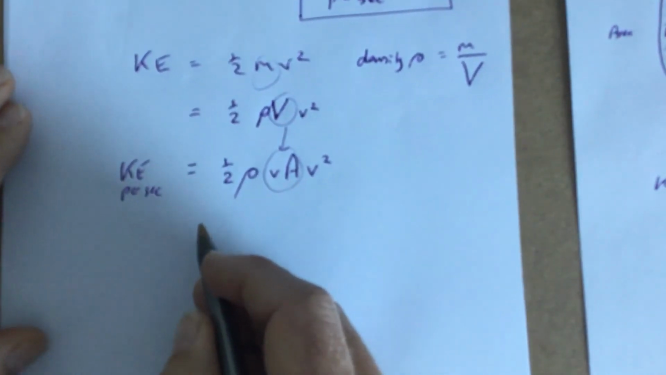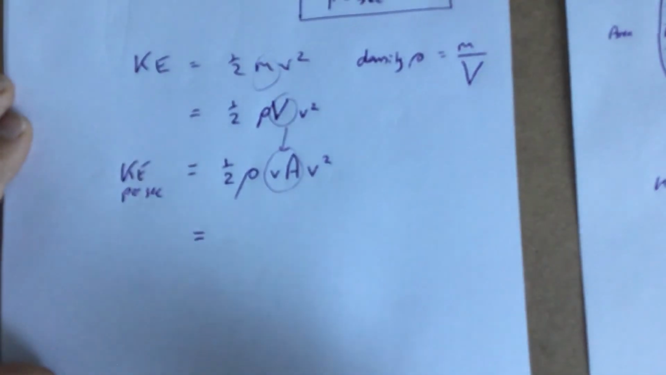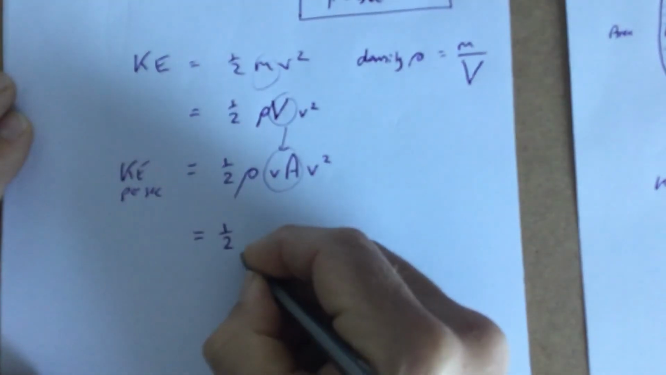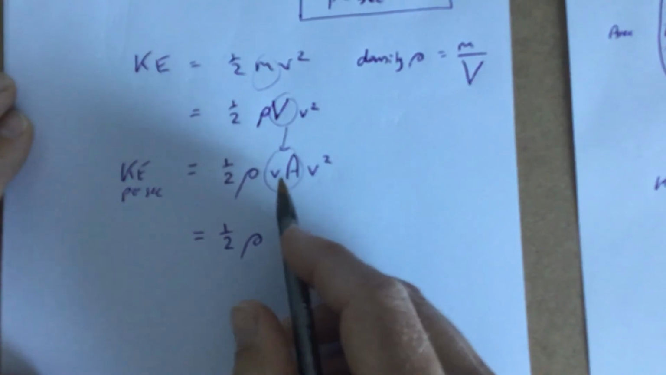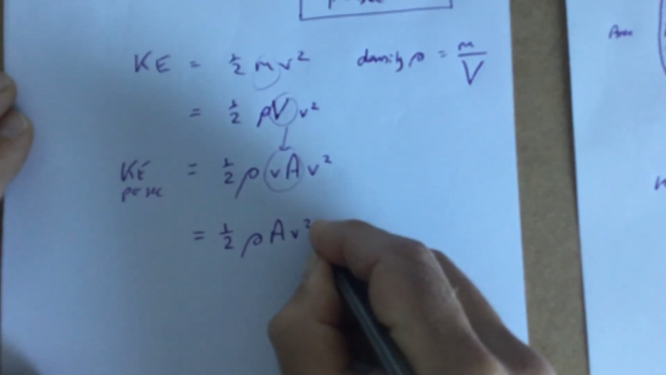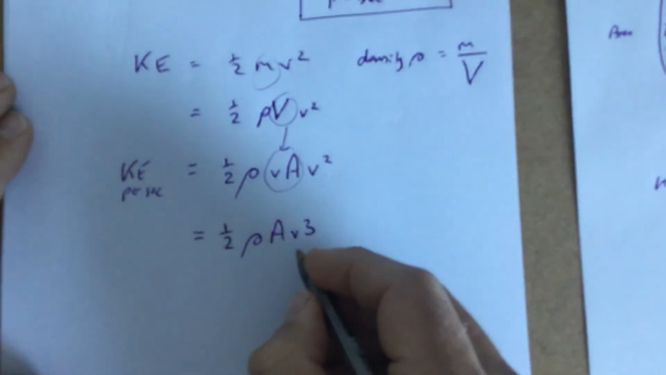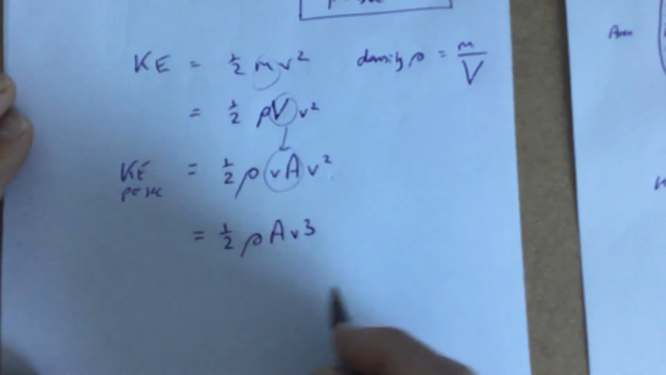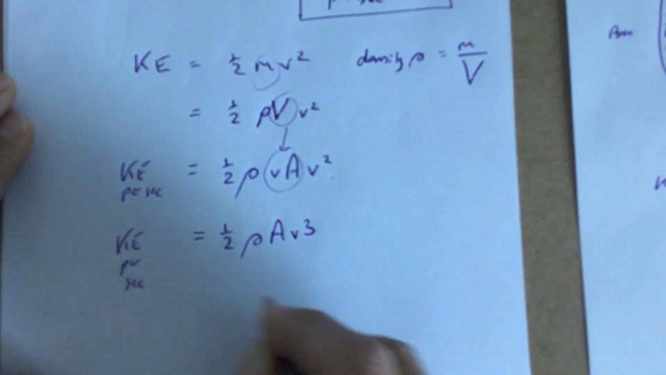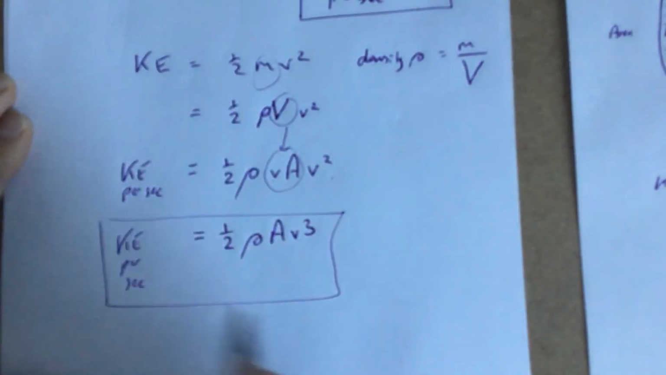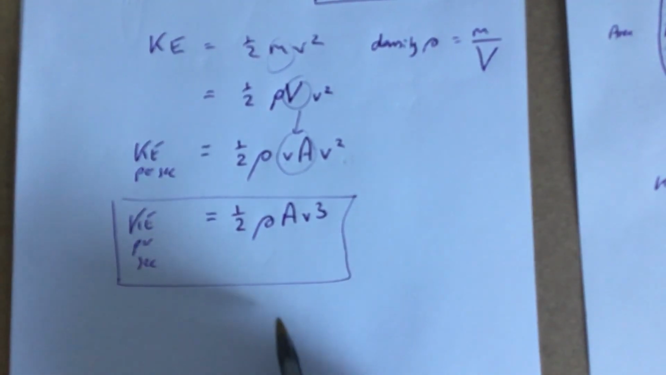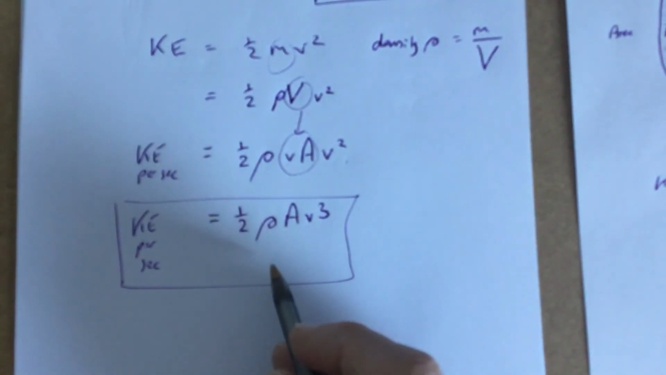And then, finally, this is a long old question, isn't it? All right, so we've got half rho. Now we can simplify because we've got v times v squared. So we've got half rho A v cubed, v times v squared is v cubed. Okay, so kinetic energy per second equals that. And as we know from our previous lesson or the one before, energy per second is power. So that's the power of a wind turbine.